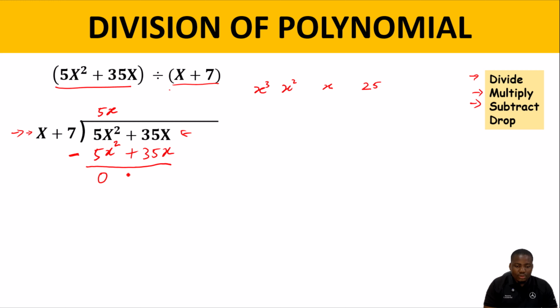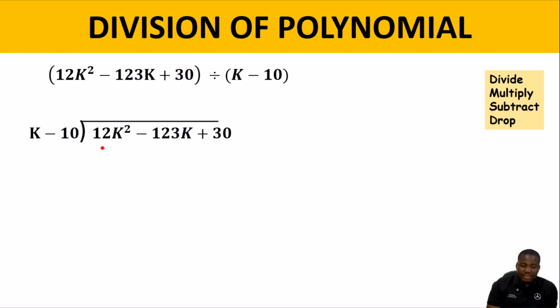So we have 0 plus 0 because these are just the same thing. Once we get to the point where we have 0, then whatever we have here is our quotient. That is the answer to our question. So the answer to this is 5x. Now, polynomials can be as simple as this, and they can also be a little bit more complex. Let's take a look at another question.